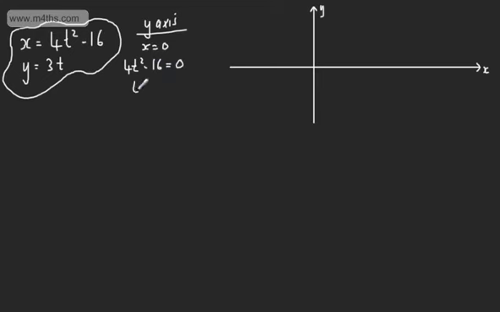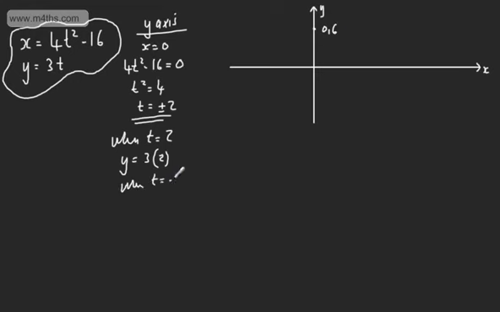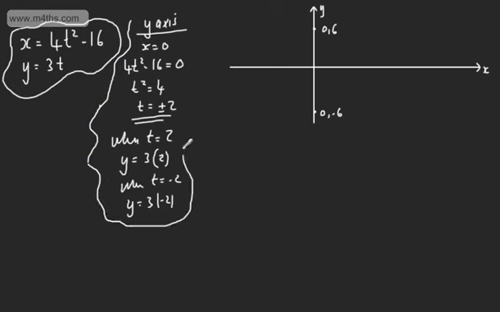So adding 16 and dividing by 4, t squared is equal to 4, and t will be equal to plus or minus the square root of 4, which is 2. So t is plus or minus 2. We can say when t is equal to positive 2, y will be equal to 3 lots of 2. So we can see straight off this is going to be the point here, (0, 6). When t is equal to minus 2, y will be equal to 3 lots of minus 2. That will give me the point just here, (0, -6). So that now considers the y-axis, and that's where x is equal to 0.